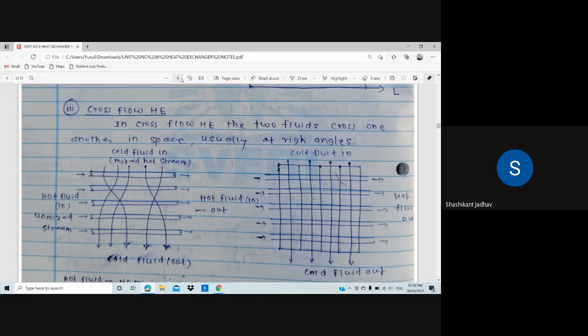According to the nature of heat exchange process, there are two types of heat exchanger, that is direct contact heat exchanger and indirect contact heat exchanger. So what is meant by direct contact heat exchanger? The heat exchanger in which direct contact of hot fluid and cold fluid takes place, and because of that direct mixing of hot fluid and cold fluid, heat transfer takes place.